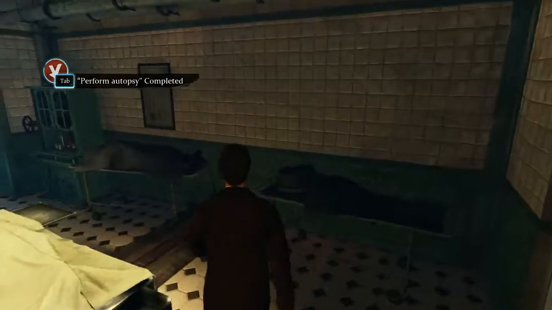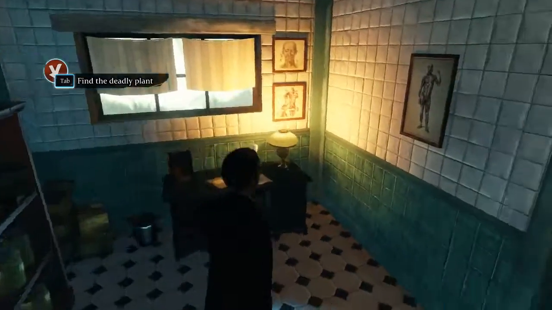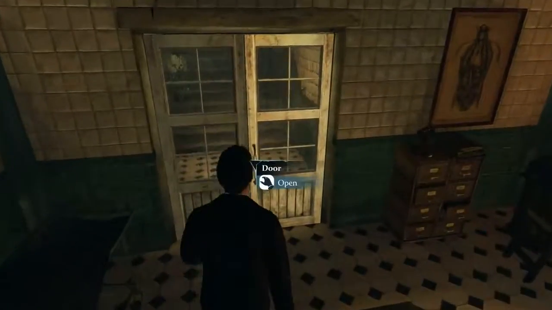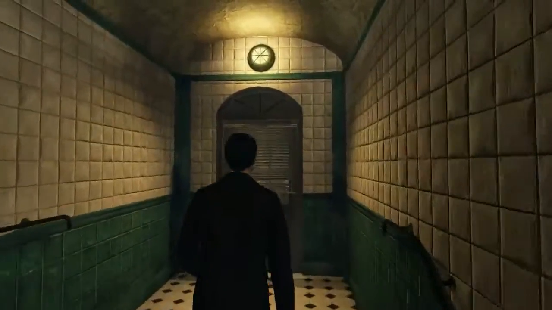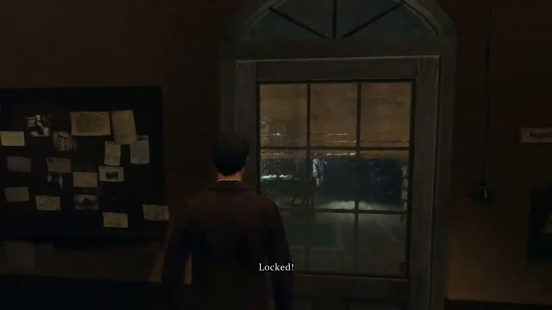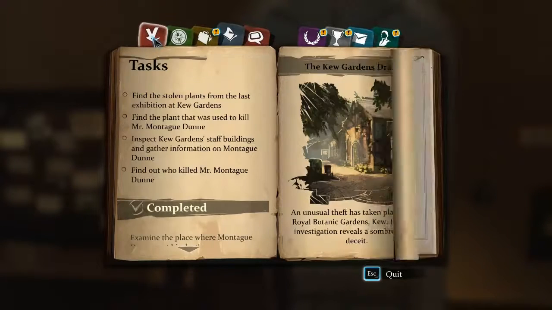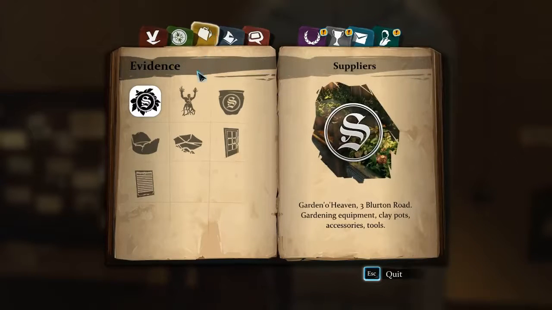What if it's an accident? What if he accidentally poisoned himself with the plants? That's also possible. How do you know? What's that? Sure. Locked. So, what are we doing? Inspect Kew Garden staff building, find out who killed Montague Dunn.